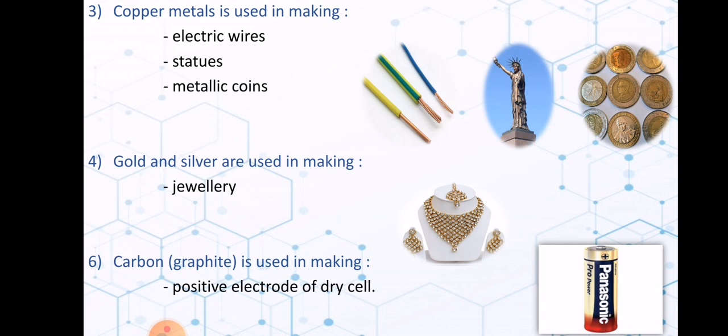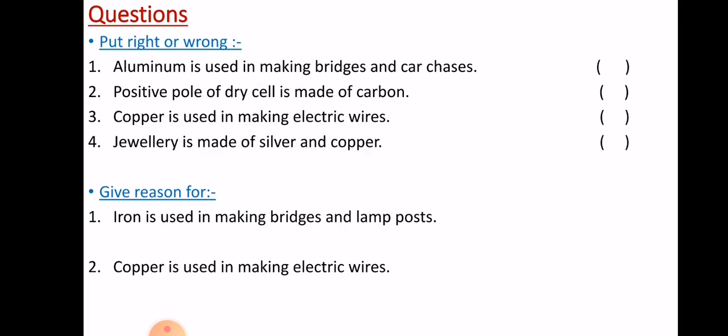Despite the fact that carbon is from the non-metals, which are bad conductors, it is the only non-metal which is a good conductor of electricity. Remember, we said this important information in the last video: carbon is the only non-metal which is a good conductor of electricity. All non-metals are bad conductors of electricity except carbon. So we use it to make electrodes of dry cells. Let's solve some questions.